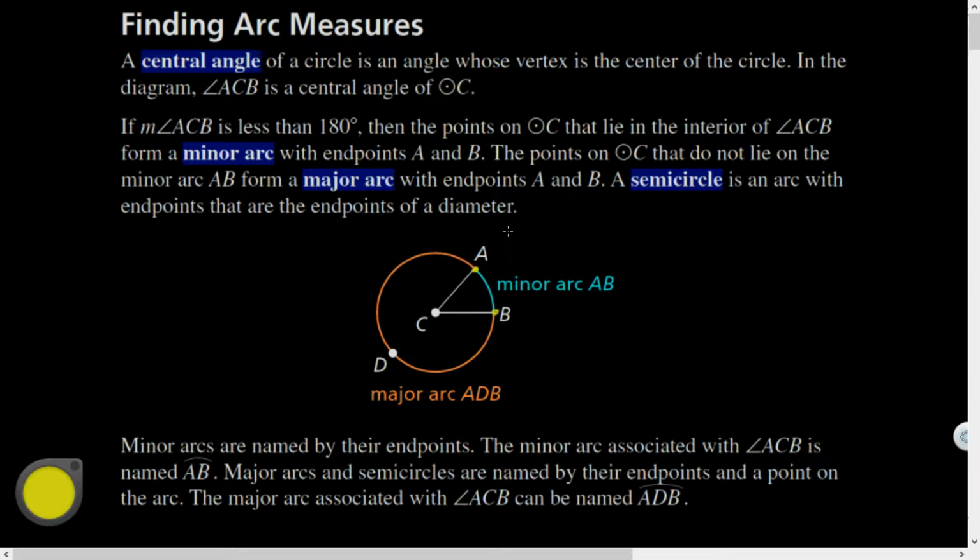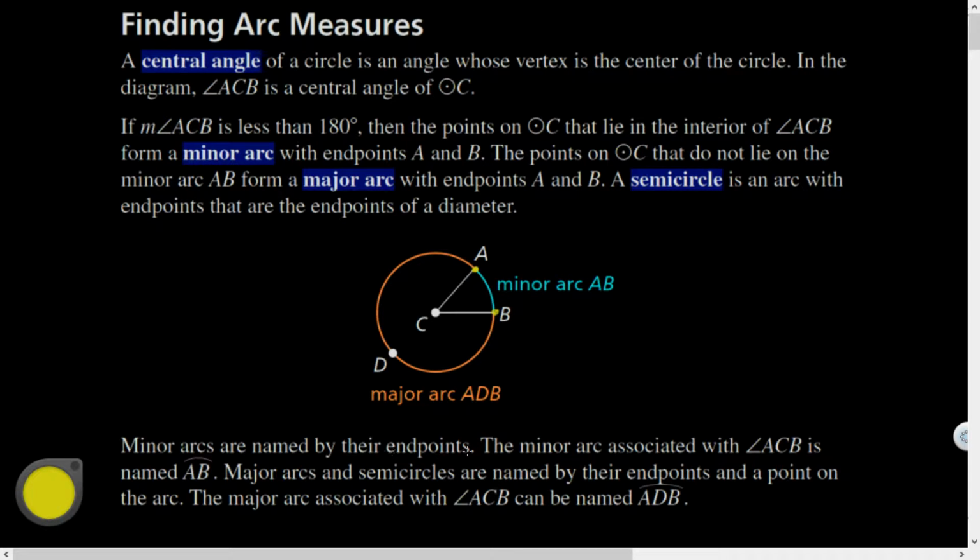The points on circle C that do not lie in the minor arc form a major arc. In this case, ADB is the major arc. I have to throw in another point there just so I know that I'm taking the long way around this Pac-Man. And then a semicircle is an arc where the endpoints are the endpoints of a diameter.